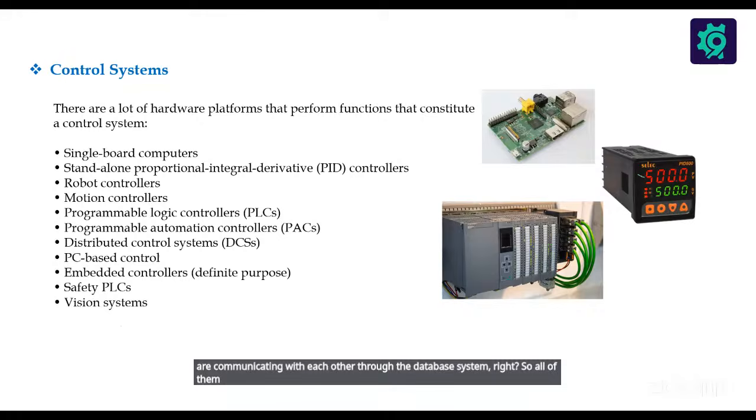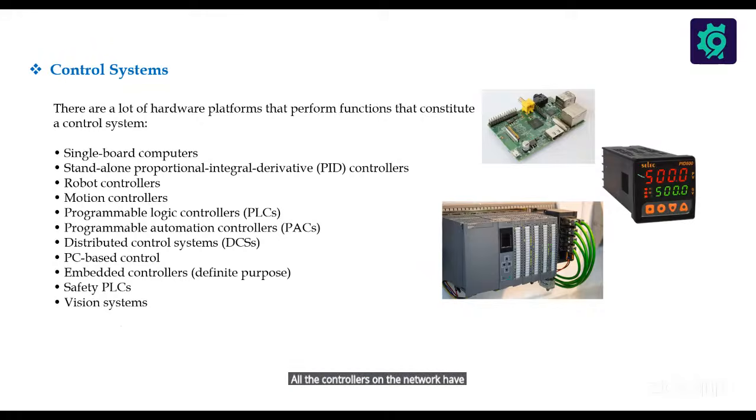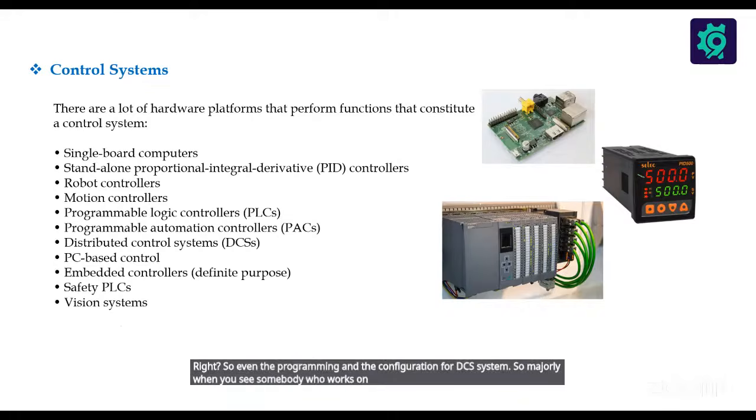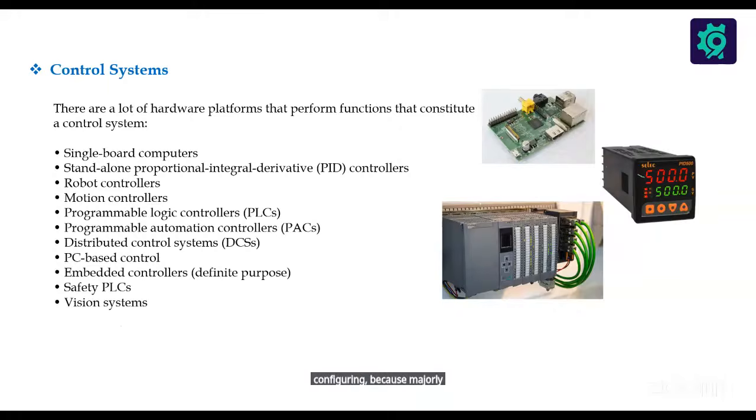So all the controllers on the network have their own location that they interact with directly. However, they are all linked together, right? So even the programming and the configuration for a DCS system. Majorly, when you see somebody who works on a DCS system, most of the time they won't say they are programming a DCS system. Most of the time you hear them say they are configuring, because majorly that's what they do with a DCS system.